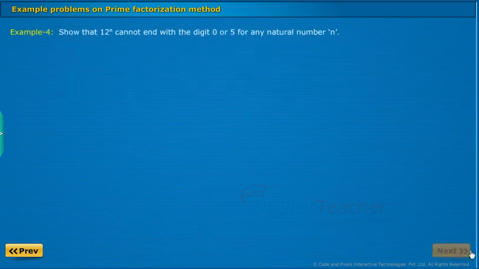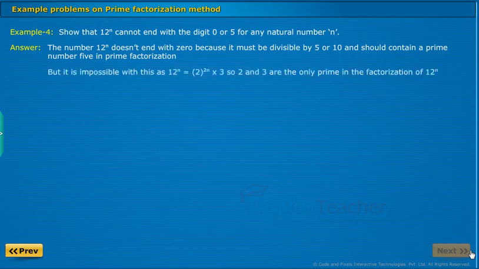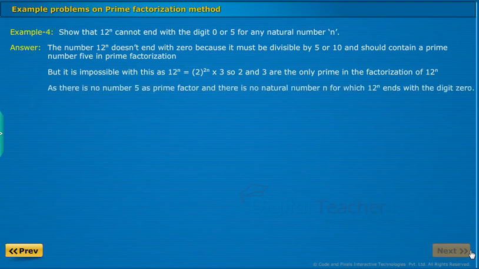Show that 12 power n cannot end with the digit 0 or 5 for any natural number n. The number 12 power n does not end with 0 because it must be divisible by 5 or 10 and should contain the prime number 5 in its prime factorization. But this is impossible, as 12 power n is equal to 2 to the power of 2n into 3 power n. So 2 and 3 are the only primes in the factorization of 12 power n. As there is no prime factor 5, there is no natural number n for which 12 power n ends with the digit 0 or 5.